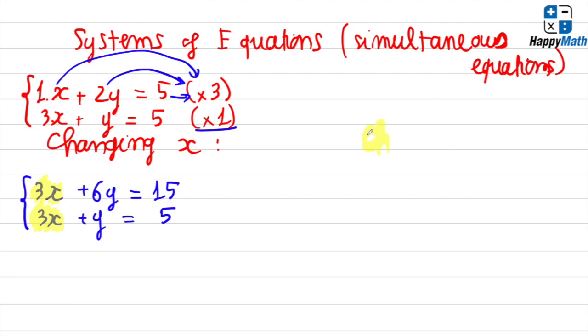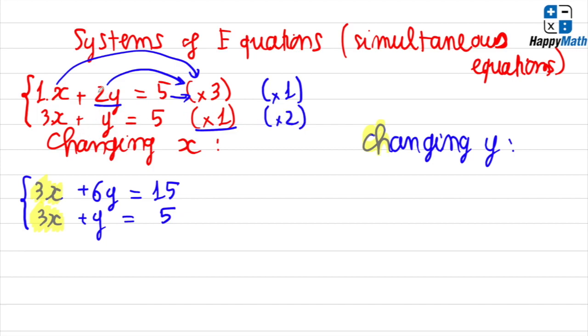How about changing y? When I say changing y, after this step the coefficient of y in the first equation and the second equation will be equal. Okay, so I will multiply the first equation by 1 and the second equation by 2. Multiplying by 1, you get x, 2y, and 5. How about the second one? You multiply by 2.